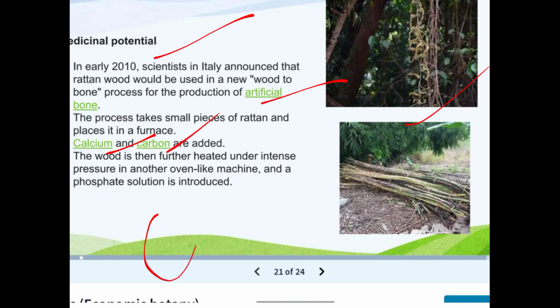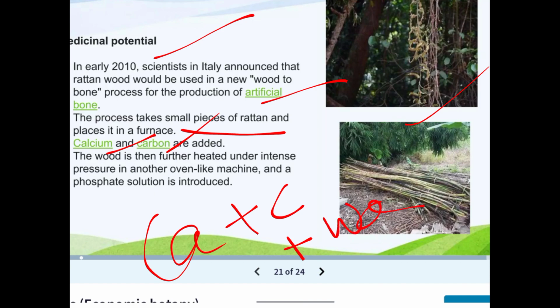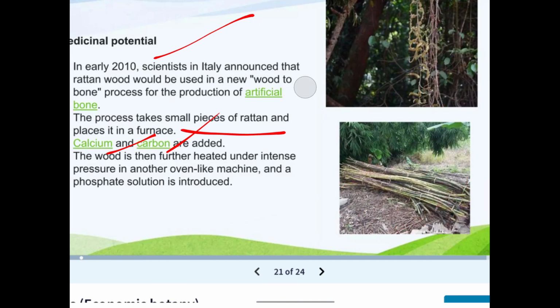They mix calcium, and they mix carbon, and then they mix the wood, the stem part, small pieces of rattans, and then they put it in a bhatti, what we call a furnace, and then they intensively heat it, with some chips of wood, and then they make artificial bones. That's very impressive, you know.